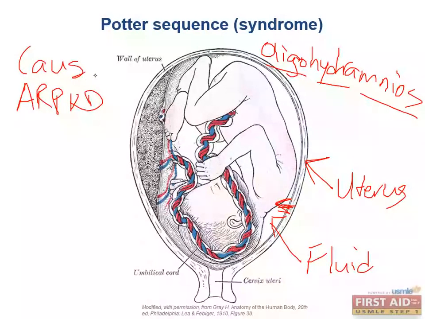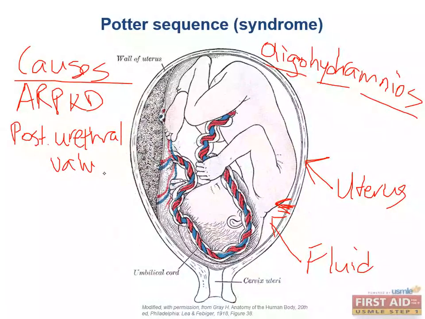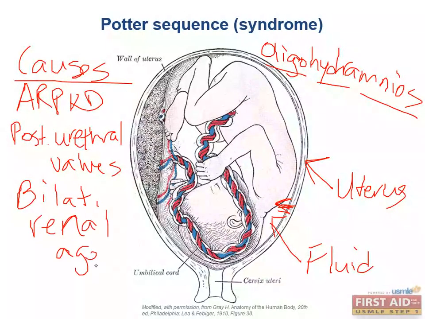So this is the causes. Other causes can also include posterior urethral valves, which are abnormal membranes in the posterior urethra that prevent urine flow from the bladder. And finally, bilateral renal agenesis.